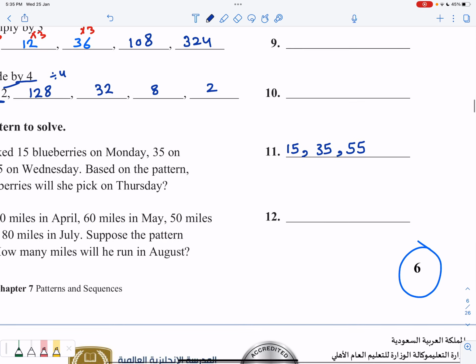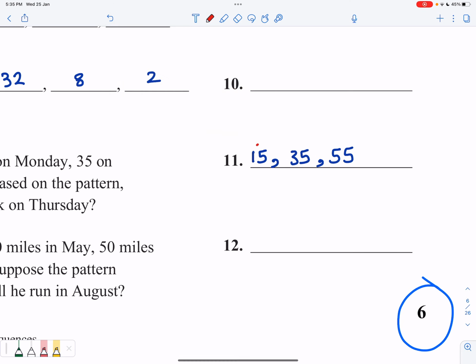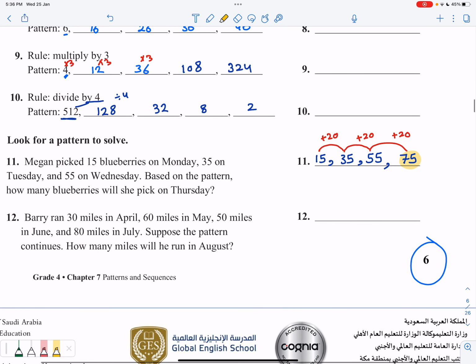So how is the number changing? Let's see. Now to get from the 15 to 35, of course we added 20. Then to get from the 35 to the 55, again we added 20. So each time she picks 20 blueberries more than the day before. So we need to add 20 to 55 to get how much she will pick on the next day. So 55 plus 20, it's going to be 75. So this is how much she will pick on Thursday.